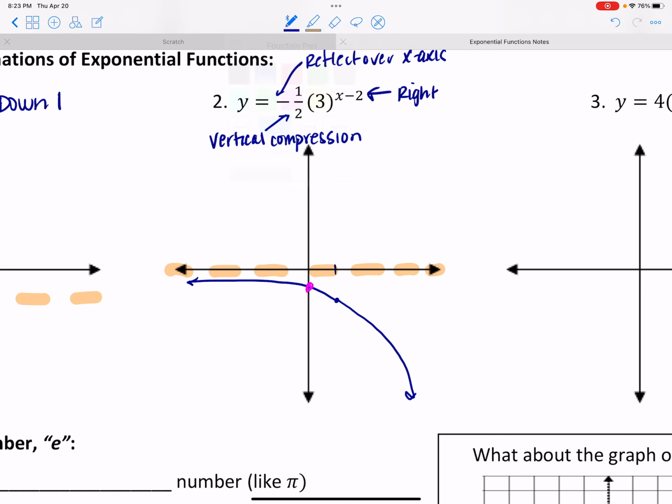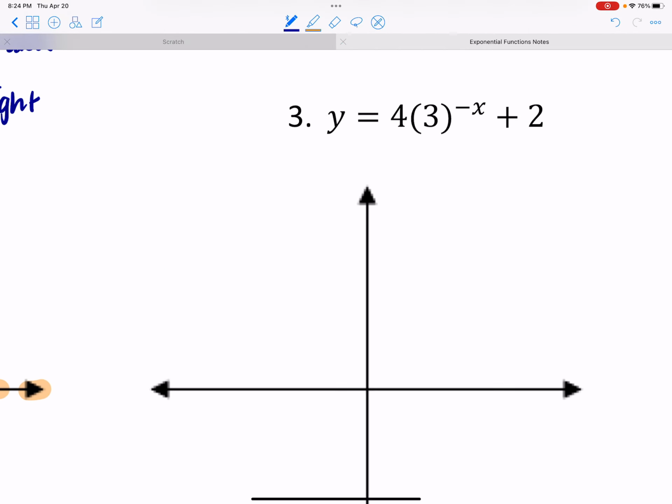And one last one here. Again, I see my parent, but now I have a vertical stretch of my graph that would speed things up. So again, you have this growth factor of 3. You're tripling your outputs every time, and now you're going to multiply those outputs by 4. It's going to make them grow even faster. So a vertical stretch happens there. I know this is going to shift everything up 2 units. And this is going to reflect our graph over the y-axis.